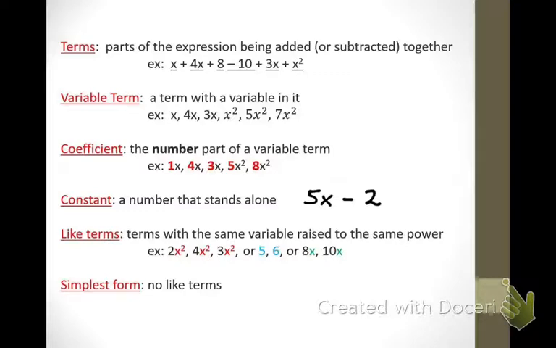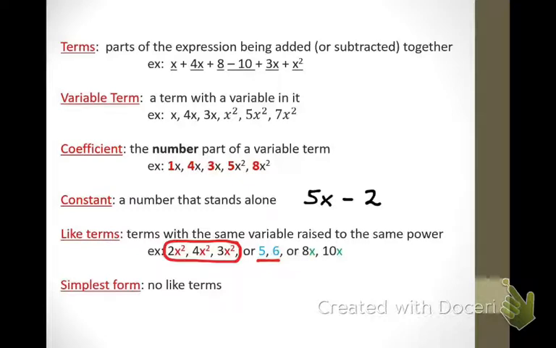The next one is like terms. These are terms with the same variable that is raised to the same power. If you would, take your red pen for me, and I'd like you to circle these first 3 examples here. 2x squared, 4x squared, and 3x squared. If I was to say that they were in a family, that would be the x squared family. Now I want you to underline the 5 and the 6. Those are numbers that are standing alone. They're by themselves.